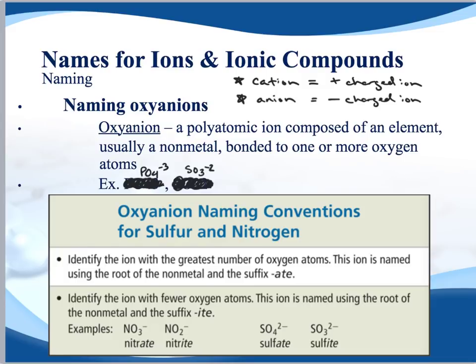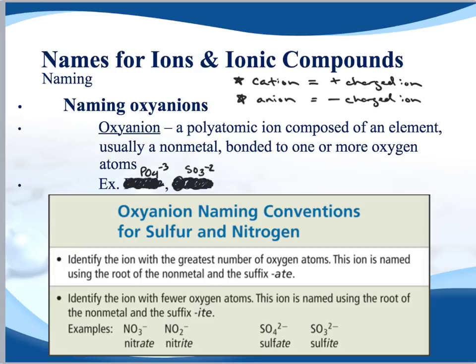So if something's called an oxyanion, what that means is it's an anion, so it's negatively charged, and it has oxygen in it. Full definition: a polyatomic ion composed of an element, usually a nonmetal, bonded to one or more oxygen atoms. So this is something like here, a phosphate ion, PO4 with a -3 charge. It's got the oxygen in it. It's also got the negative charge, making it an anion. SO3 with a -2 charge, that's a sulfite ion. It's an anion, and it's got oxygen in it.